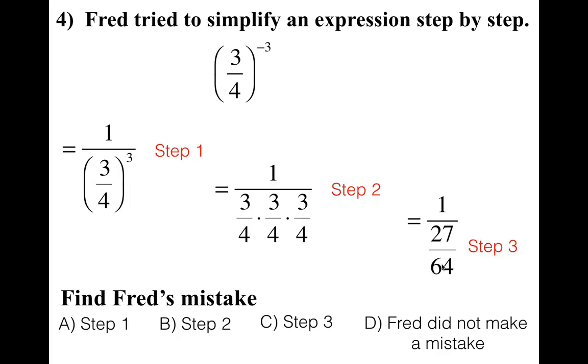Okay, so let's see. Hopefully you recognize that his mistake occurred in step number 3. Why? Because this expression here, this fraction, is not yet simplified. We normally do not write fractions within a fraction. So the mistake occurred in step number 3 because it's incomplete.